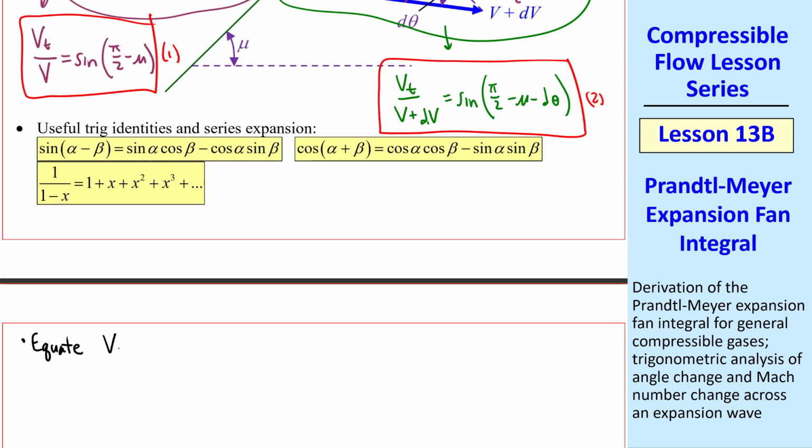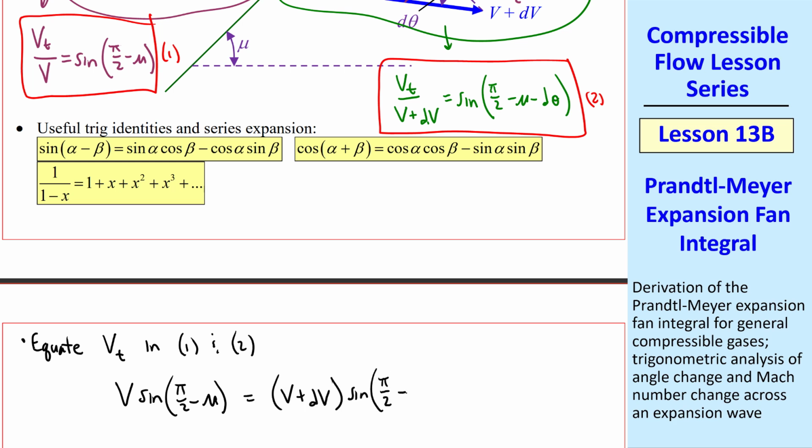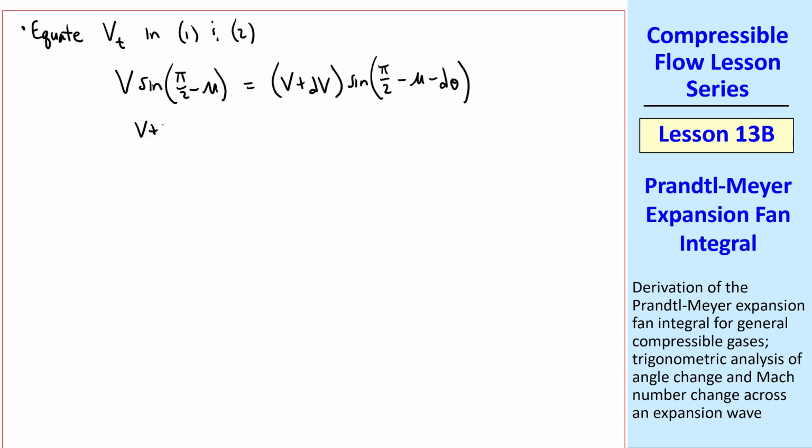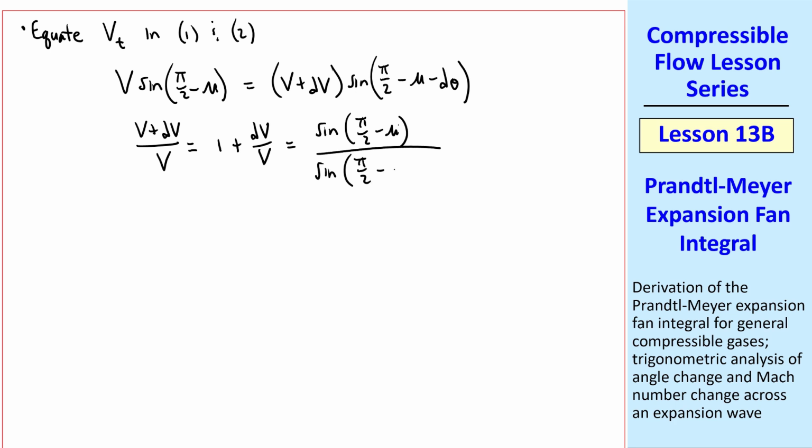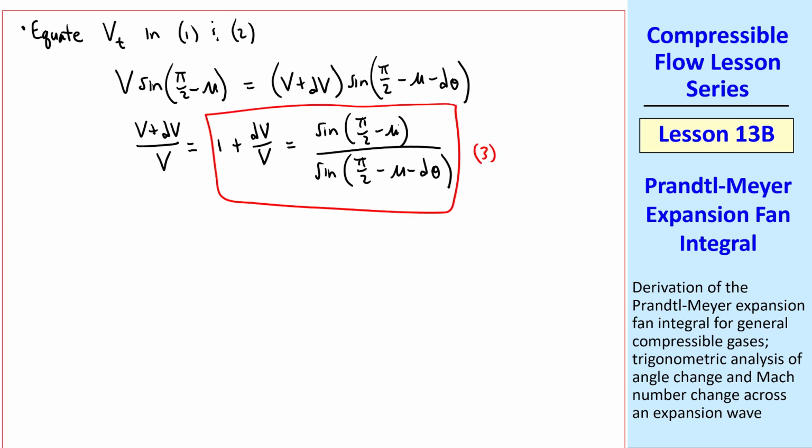Now let's equate vt in equations 1 and 2. We have v sine pi over 2 minus mu equal v plus dv sine pi over 2 minus mu minus d theta. A little bit of algebra gives us 1 plus dv over v equals sine pi over 2 minus mu over sine pi over 2 minus mu minus d theta. I'll call this equation 3.